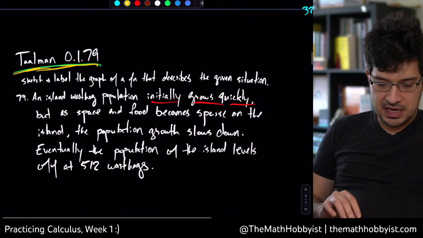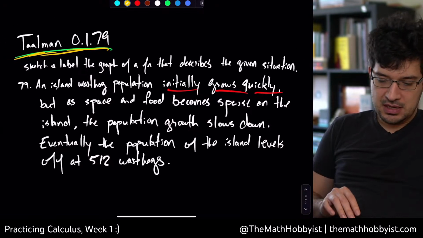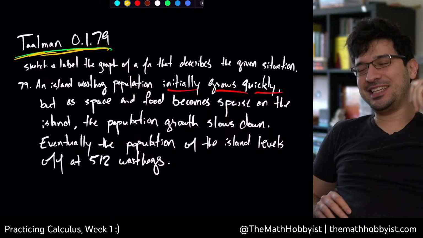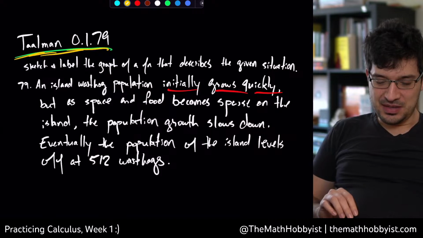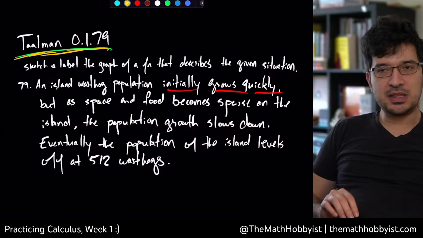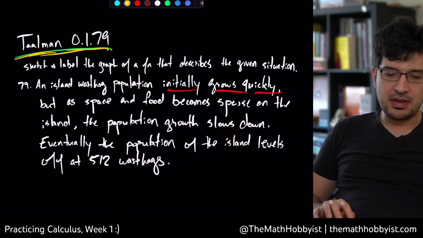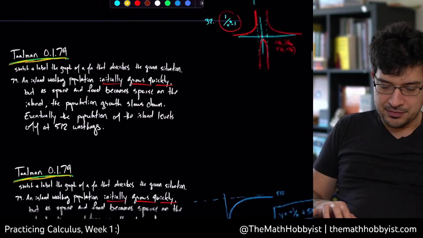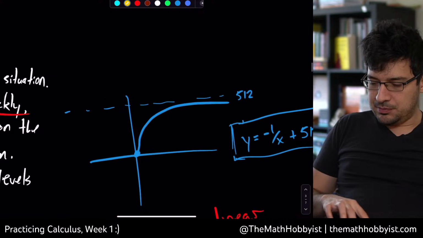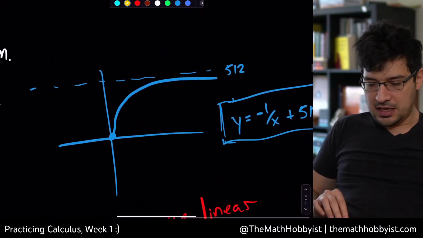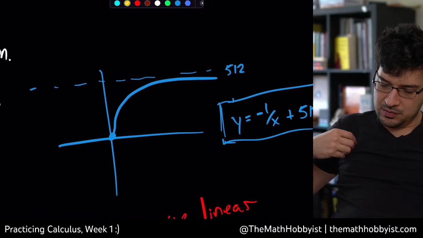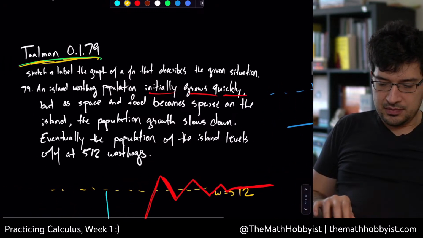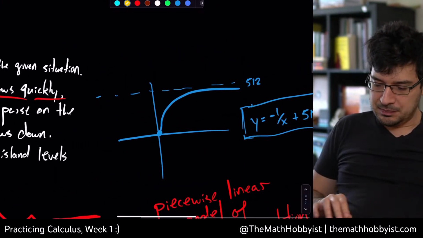Taalman 0179. Here is the problem statement. This was fun. It's nice to imagine an island being overtaken by warthogs. It says to write down a function that models this island of warthogs. Eventually it levels off at 512. So here's a boring kind of function for that: y equals negative 1 over x plus 512, defined starting at 0.